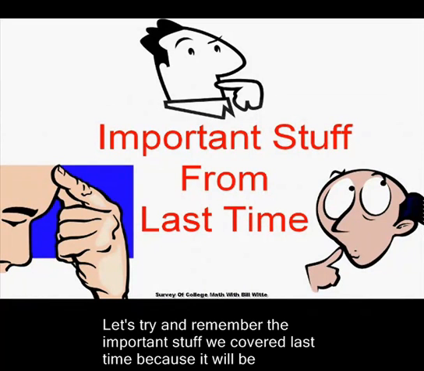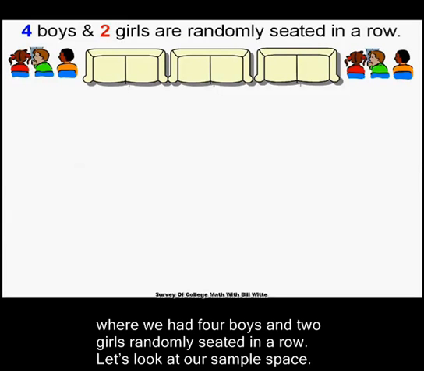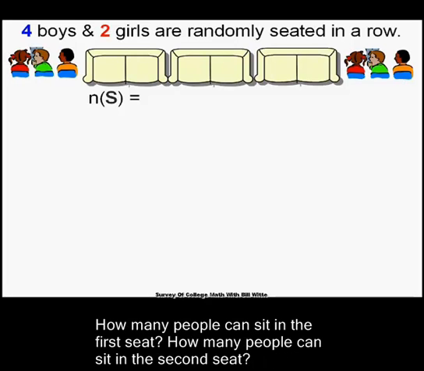Let's try and remember the important stuff we did last time, because that's going to be incorporated here as well. Here's an example. We have 4 boys and 2 girls randomly seated in a row. Let's first of all consider the sample space. How many ways can we seat these 4 boys and 2 girls? Well, it's going to be a factorial, isn't it?